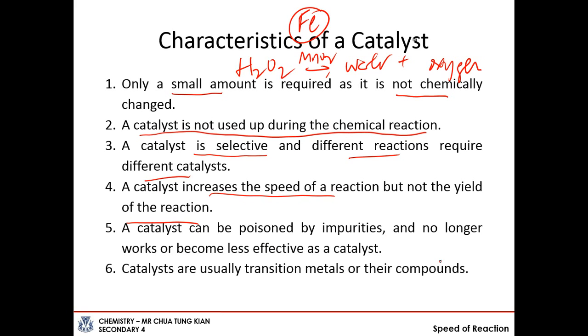The last point here is not really a characteristic of a catalyst, but more about the nature of catalysts. So most catalysts are usually transition metals, or they are compounds. So why is this so? Because if you recall the picture I drew earlier, for something to behave like a catalyst, it must be able to bind to the reactant particles first. So transition metals have many electrons.